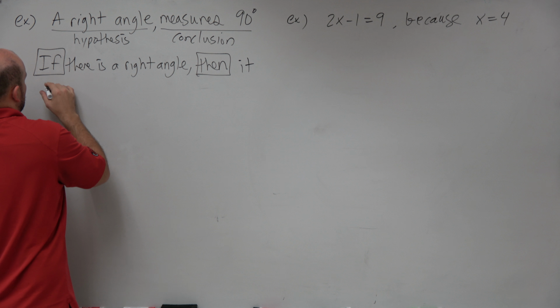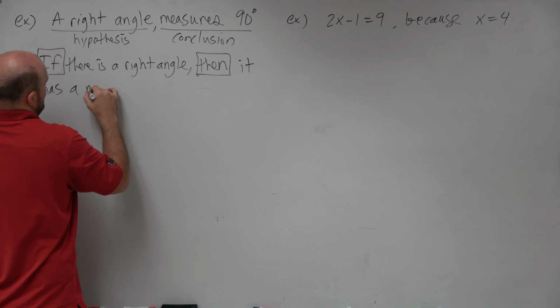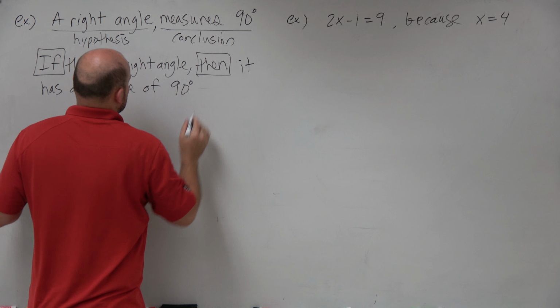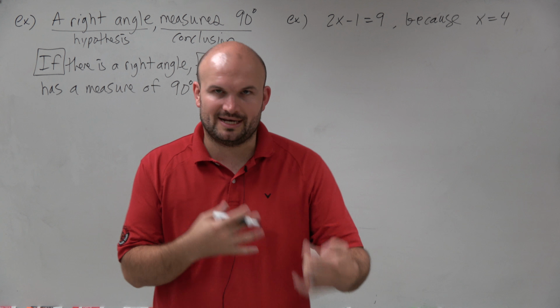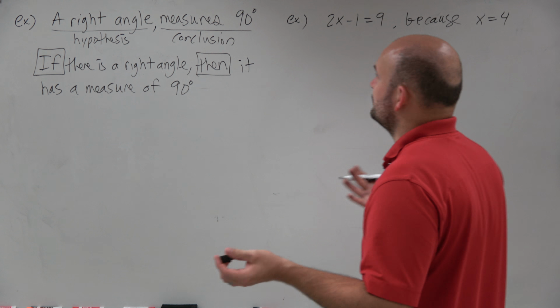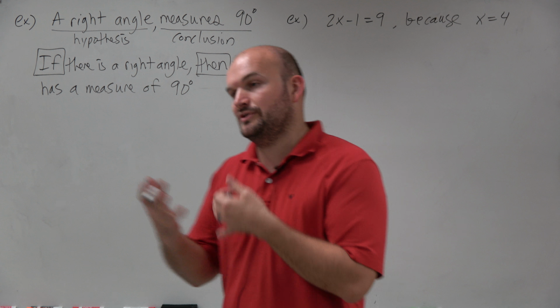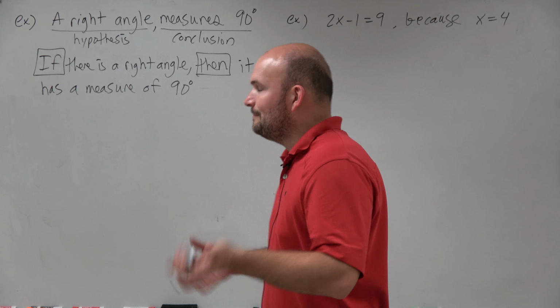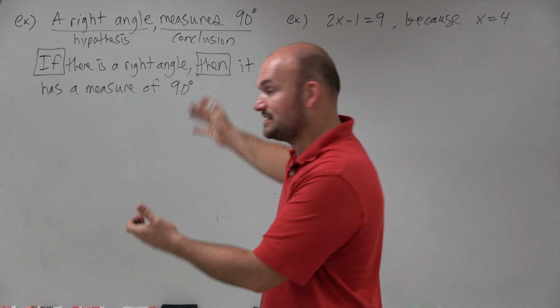Then it has a measure of 90 degrees. And obviously, you can shorten this or elongate it however you want to. If there's a right angle, then it has a measure of 90 degrees. You could easily do, if it is a right angle, then it's 90, or then it has a measure of 90 degrees. But that's at least one example.